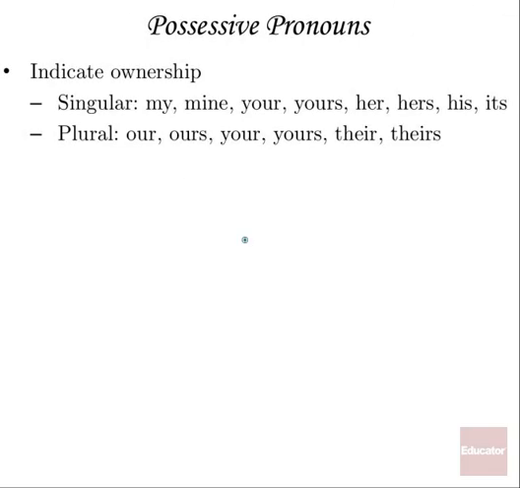All right, possessive pronouns. These have a very specific function. Possessive pronouns indicate ownership or possession. Now they come in singular and plural, just like personal, and they're related. So singular, we have my and mine, your and yours, her and hers, his and its. Now the plural: our, ours, your, yours, their, and theirs.